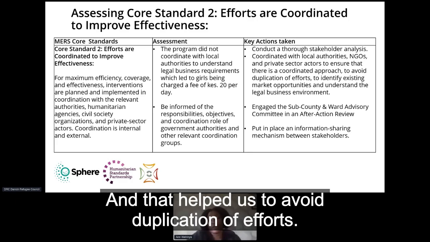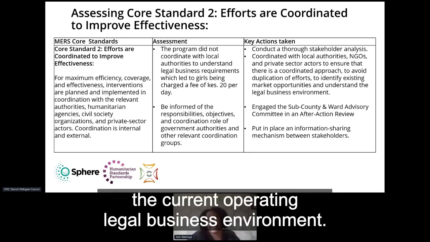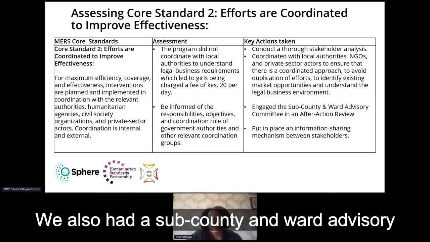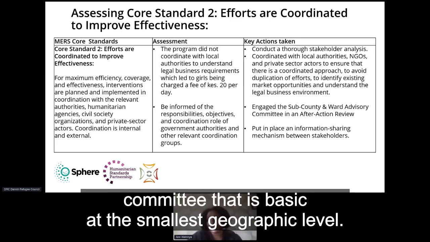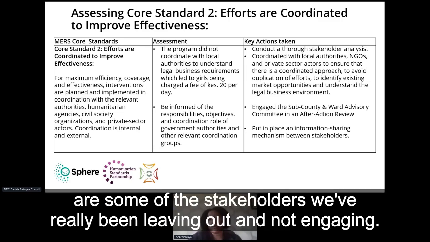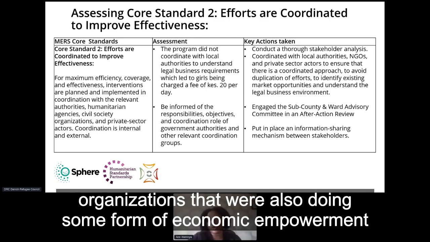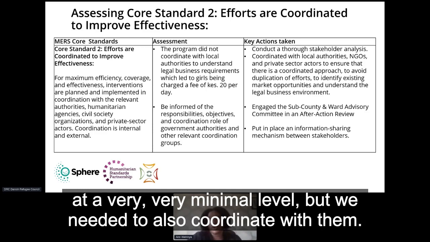And that helped us to avoid duplication of efforts, and to identify what are the existing market opportunities and what is the current operating legal business environment. We also had a sub-county and ward advisory committee that is basic, at the smallest geographic level. And we did an after-action review with them. And they really told us what are some of the stakeholders we had been leaving out and not engaging. So we went down and identified these other small groups and civil society organizations that were also doing some form of economic empowerment at a very minimal level, but we needed to also coordinate with them.